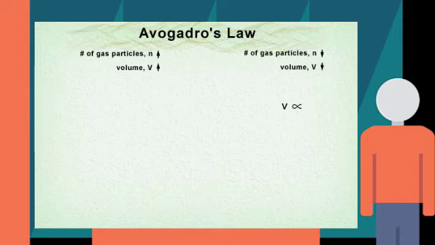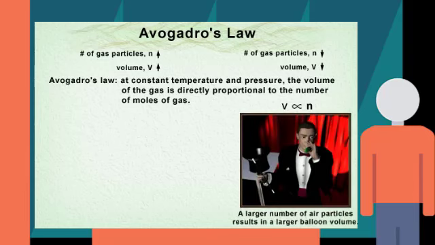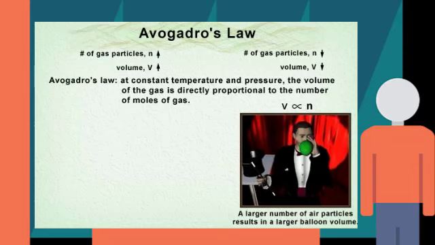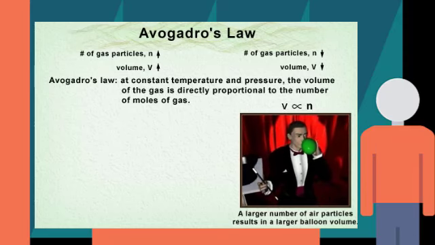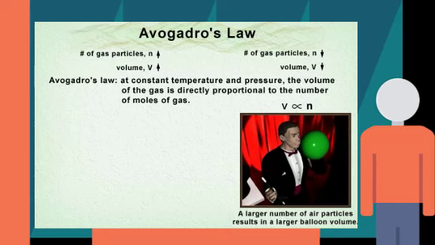This led to Avogadro's law, which states that at constant temperature and pressure, the volume of a gas is directly proportional to the number of moles of the gas. Avogadro's law can be illustrated by blowing up a balloon. Blowing air into a balloon increases the number of air particles in the balloon, and as you can see, the volume of the balloon also increases.